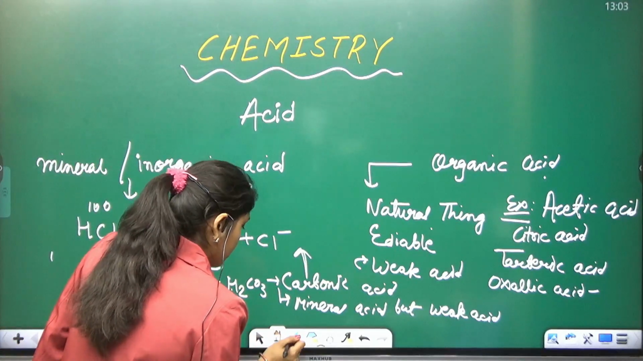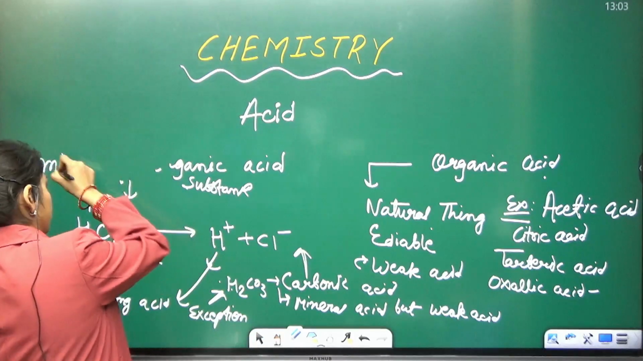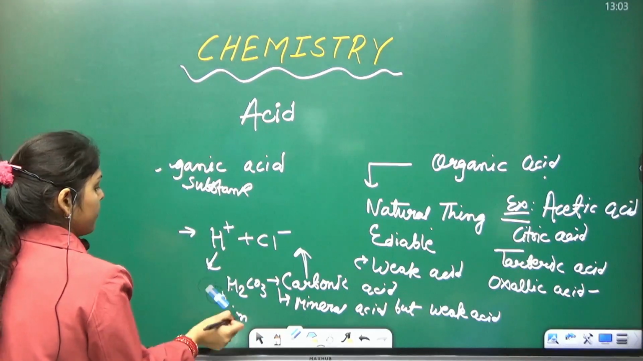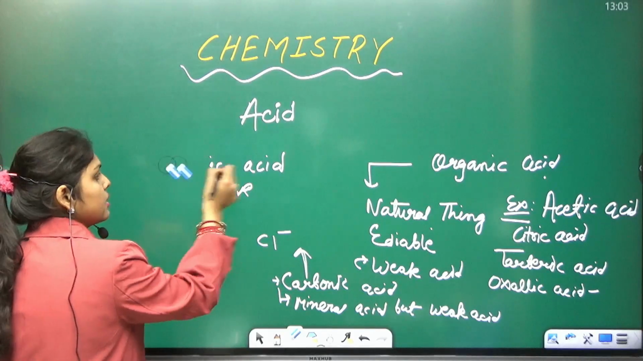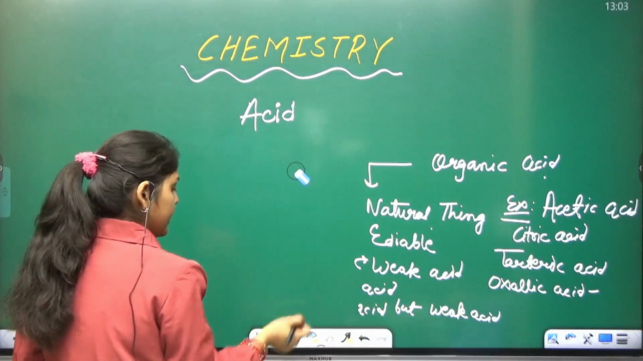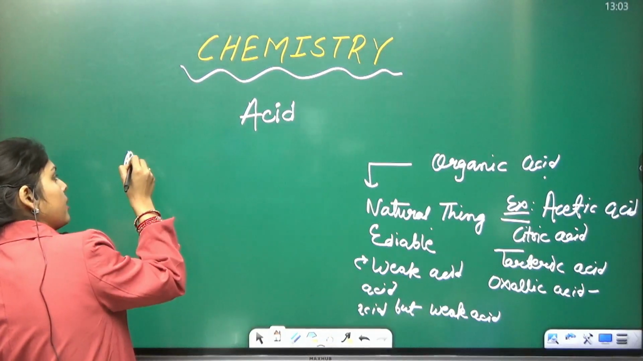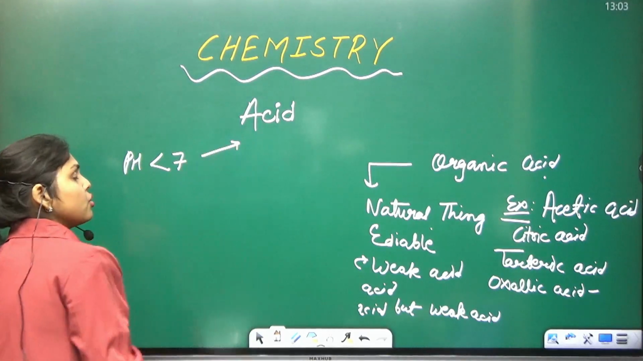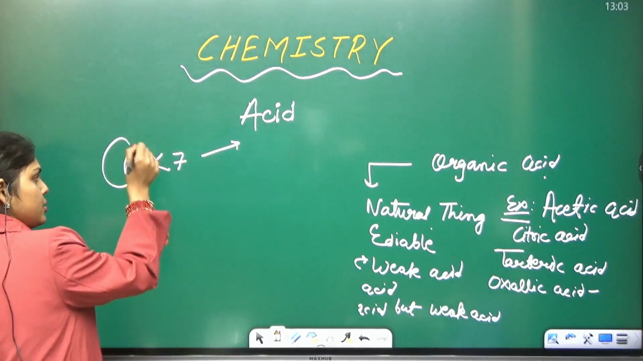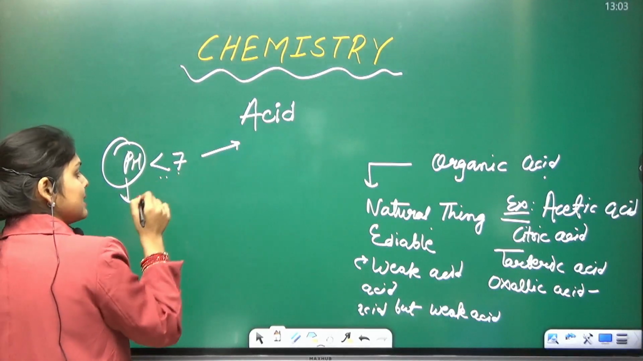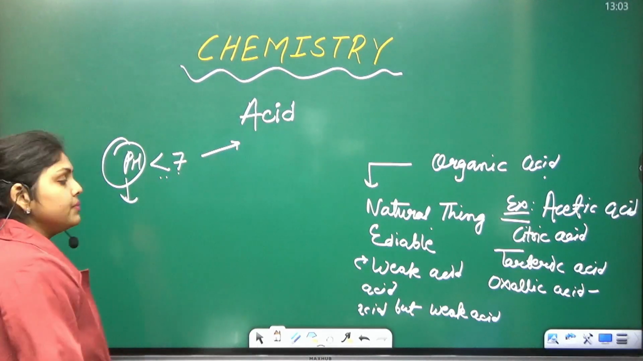So now we will talk about the third definition, which is pH. If any substance has a pH value less than 7, then it must be an acid. So now what is the meaning of pH? And why should it be less than 7 to be an acid?